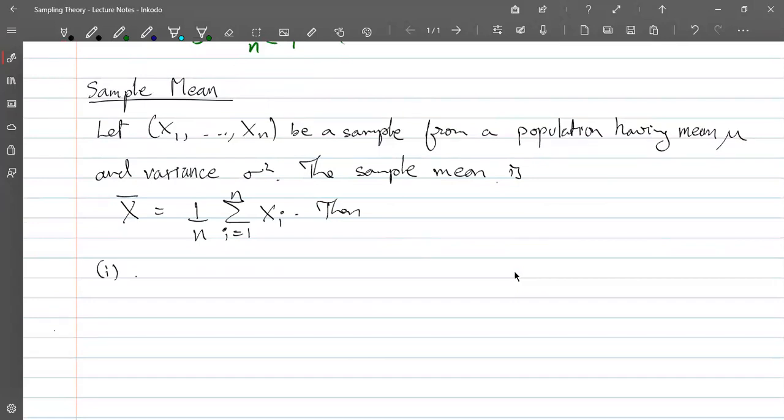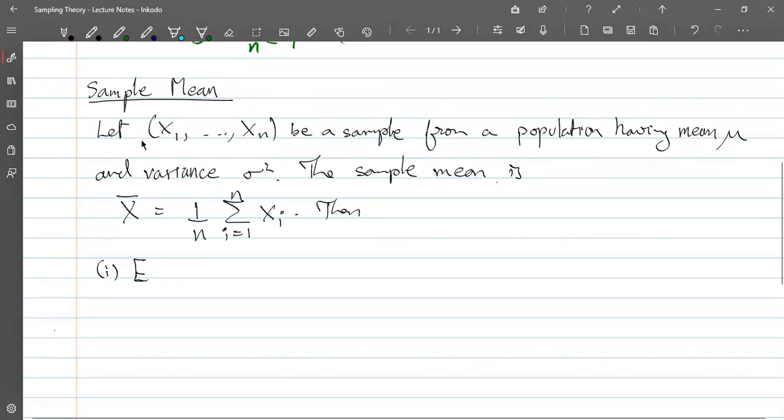Then, okay, before I write this, each xi is a random variable. So x1, etc., xn are all random variables because you are measuring them from a randomly selected individual from the population. So each random variable has the same distribution, and therefore each of them has the mean mu and variance sigma square. That is the meaning of population having mean mu variance sigma square, means each of these is having the same distribution with this mean and this variance.